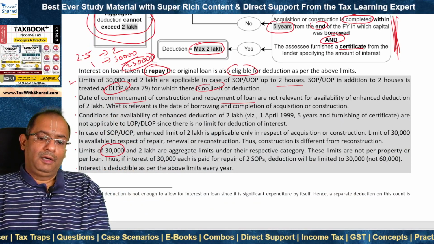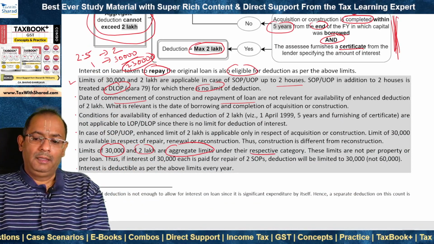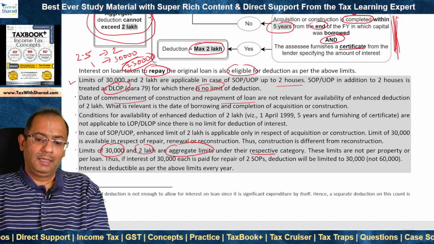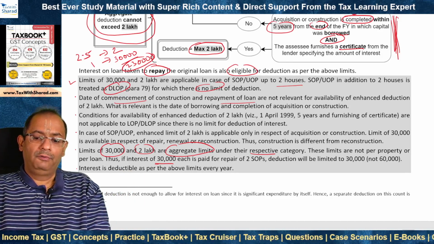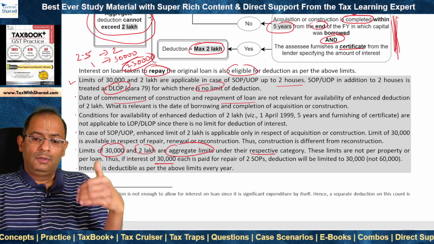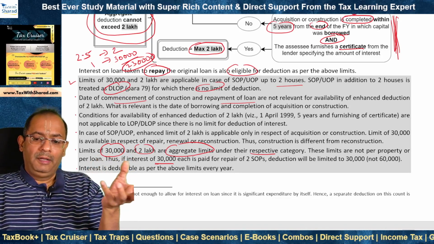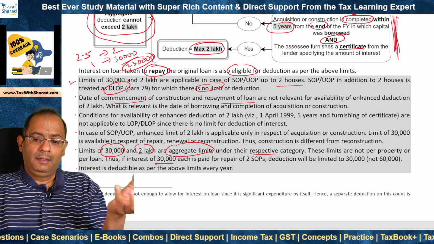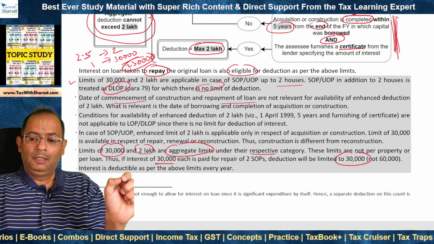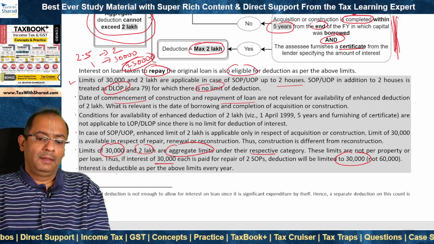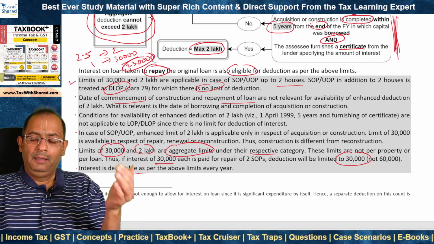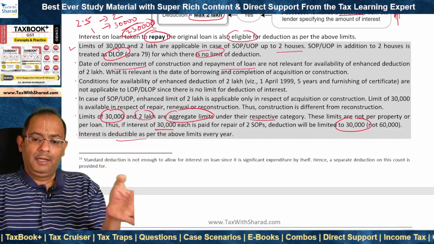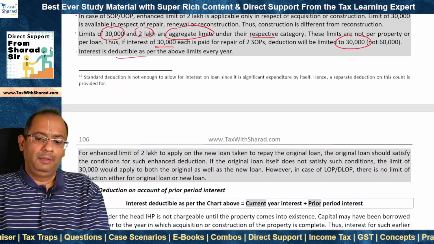Now limits of 30,000 and 2 lakh are the aggregate limits under their respective category, and these limits are not per property or per loan, right? So for example, if interest of 30,000 each is paid for repair of 2 SOPs, so interest of 30,000 plus 30,000 is paid, so total interest of 60,000 is paid. So since the 30,000 limit is the aggregate limit under the respective category, the deduction will be 30,000 and not 60,000. Interest is deductible as per the above limits every year. So if the entitlement is for the enhanced limit of 2 lakh, up to 2 lakh deduction can be claimed every year on account of interest payable.